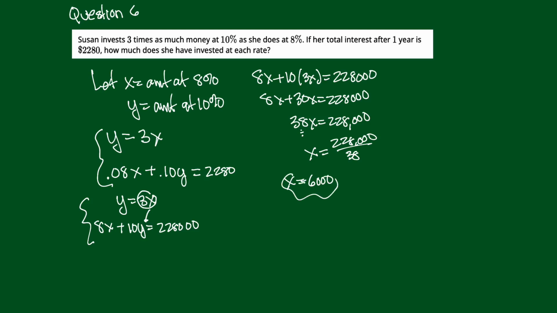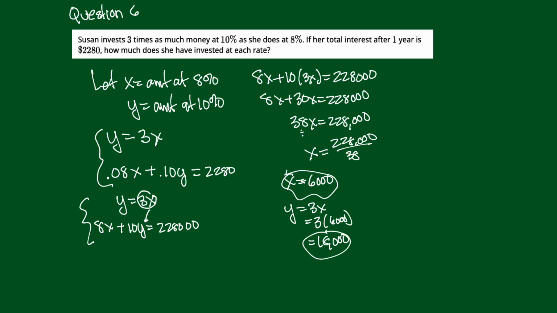Now, x is 6,000. So, what do you know about y? Well, here's y. y is right over here. All right? So put that 6,000 into that. So y is equal to 3x, which is equal to 3 times 6,000. So y is equal to 18,000.